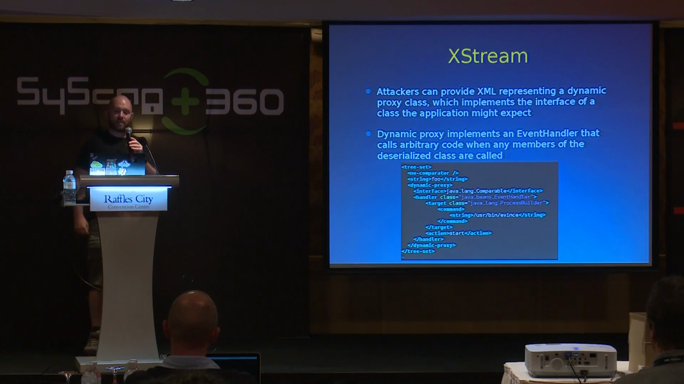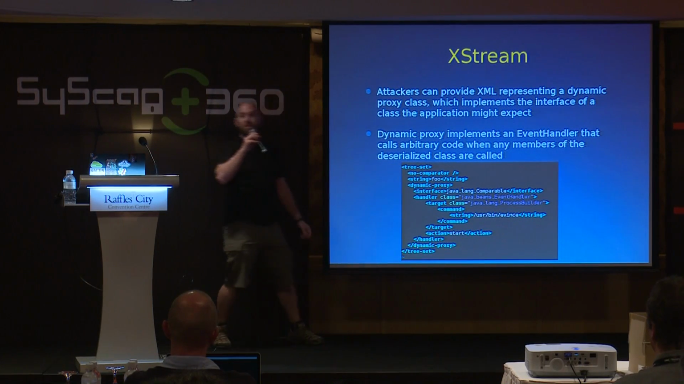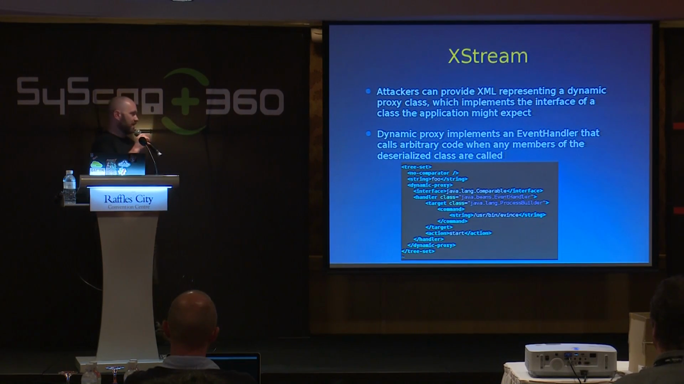So what an attacker can do to exploit this issue in XStream is provide a serialized representation of a dynamic proxy class which implements an interface that the application might expect. Now, there's a cool trick to this, because you've got to give it a serialized object that's going to ultimately execute RCE when some method is called, and you've got to force it to call that method no matter what. So what you do is you serialize a TreeSet, which is a sorted set. All of the members of a TreeSet implement the comparable interface, and when a TreeSet is deserialized, its members need to be sorted by executing their compareTo method.